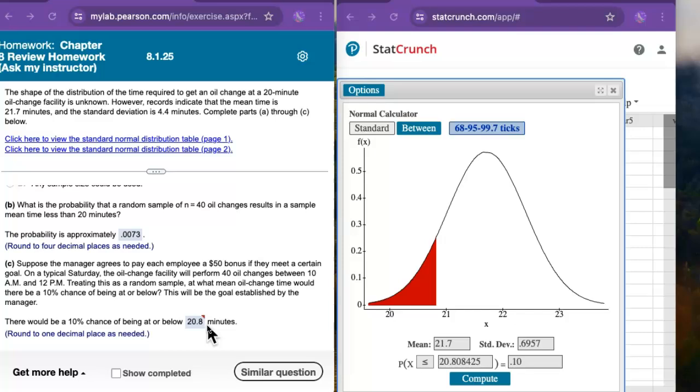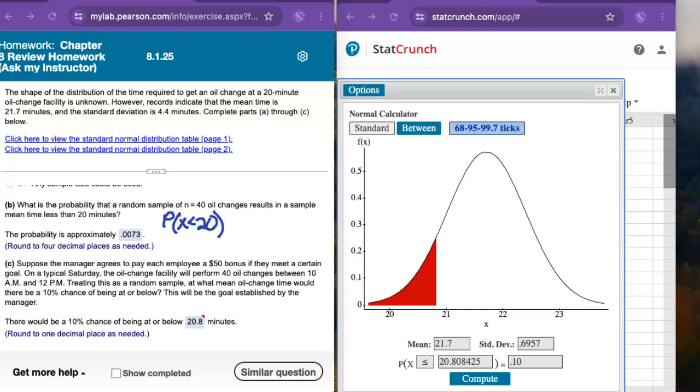And we want to know what is the probability that a random sample of 40 oil changes results in a sample mean time less than 20 minutes. So what we need to do here is compute the probability that x is less than 20. Now, in order to do that, we need to know two things. We need to know the mean and the standard deviation.